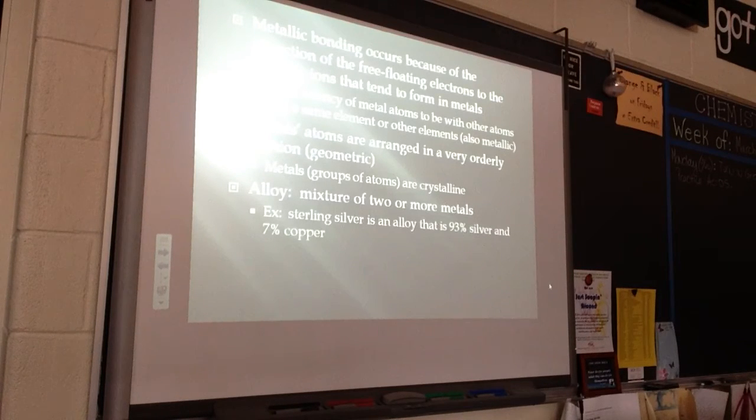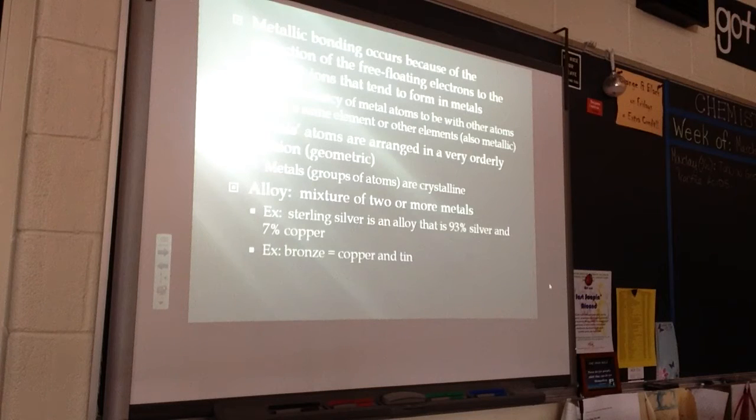But sterling silver is silver that is alloyed with copper for a very specific reason. It gives it some resistance to tarnishing, and it gives it some hardness. Elemental pure silver is very, very soft, such that we could not make jewelry out of it and have it last for any length of time.